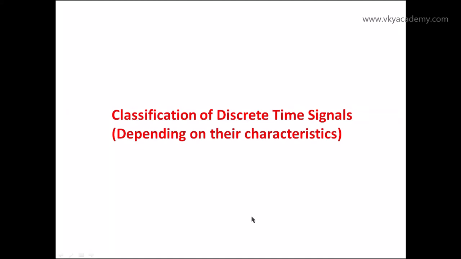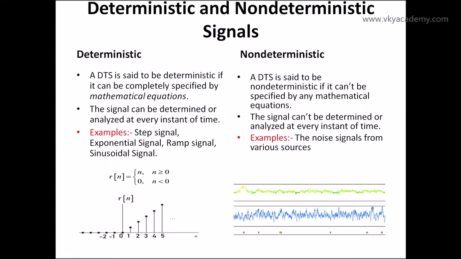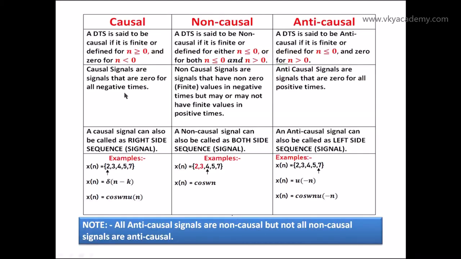Hello everyone. Let us move to the next category: causal, anti-causal and non-causal signals. Let's see what exactly these signals are. As you can see, we have three columns. In the first column, we have given some information about causal signal. In the second column, we have given information about non-causal signal. And in the third column, we have given information about anti-causal signal.